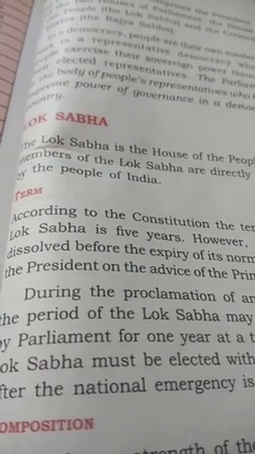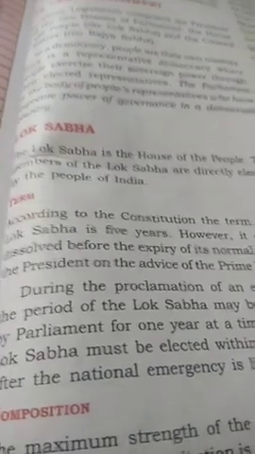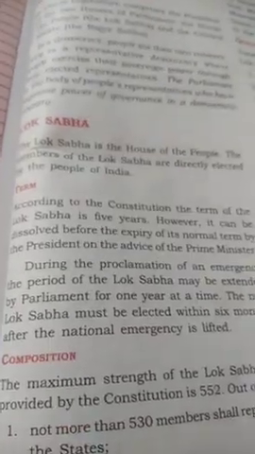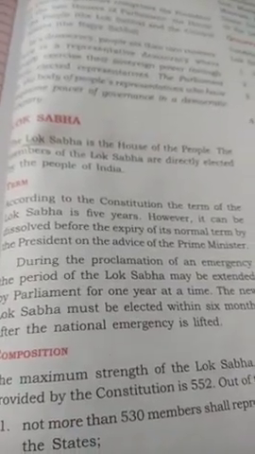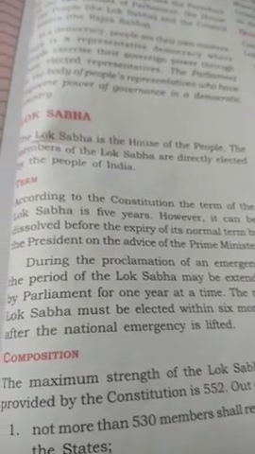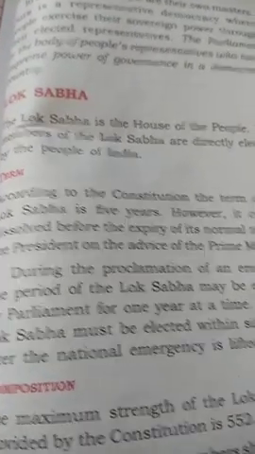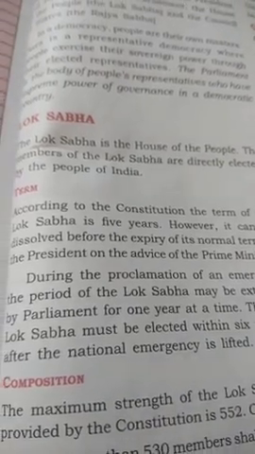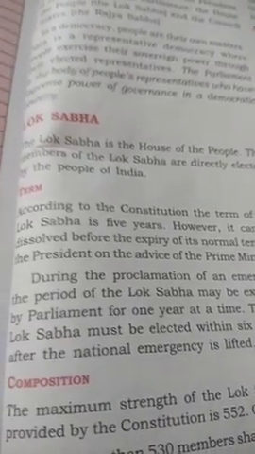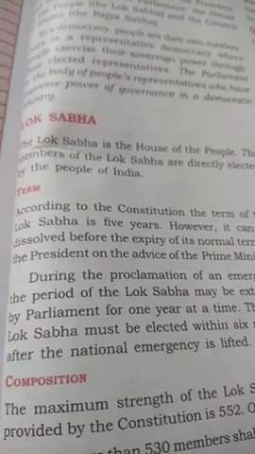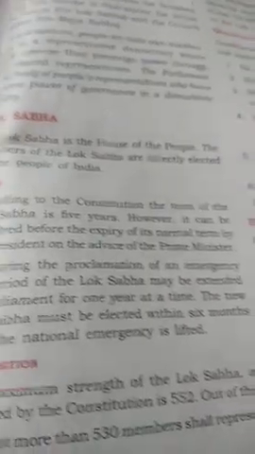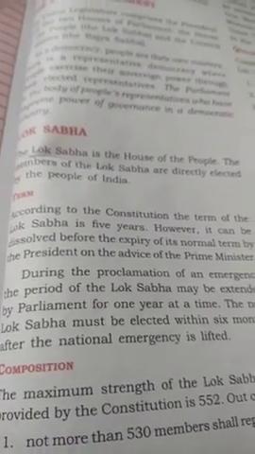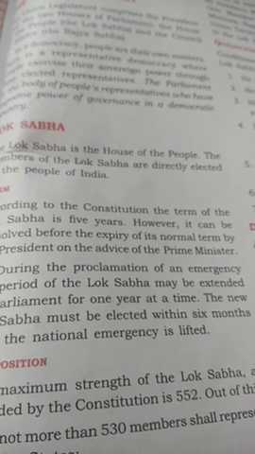Now come to the term of the Lok Sabha. Generally, the term of the Lok Sabha is 5 years. However, it can be dissolved before the expiry of its normal term by the President on advice of the Prime Minister. During the proclamation of an emergency, the period may be extended by 1 year by the Parliament, and the new Lok Sabha must be elected within 6 months after the national emergency is lifted.